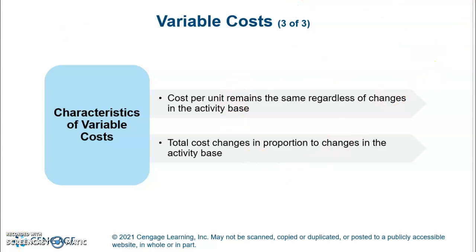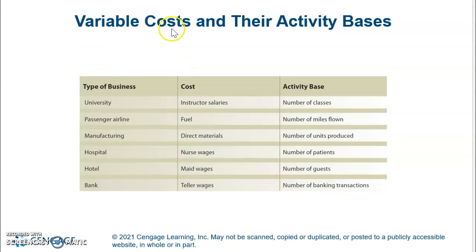So here's a chart of variable costs, some examples and their activity bases. For a university, instructor salaries, the activity base may be the number of classes. Let's look at one more. Hotel, the maid wages. The activity base may be the number of guests. So it's going to go up by the amount per the number of guests.